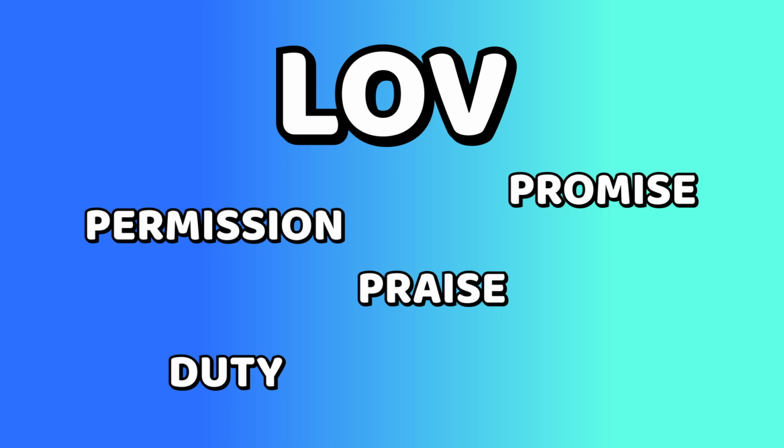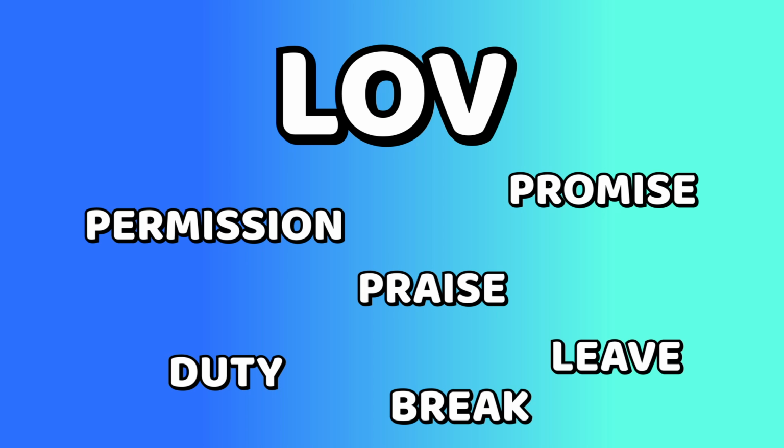Moving on, number 3, lov. This word is used for so many different things, so that's why it's so confusing. Depending on the sentence, it can mean permission, promise, praise, duty, leave, and break, like summer break. Let's look at some examples.